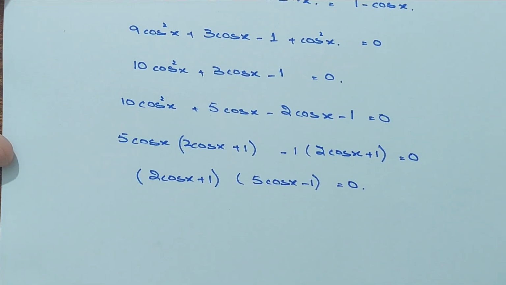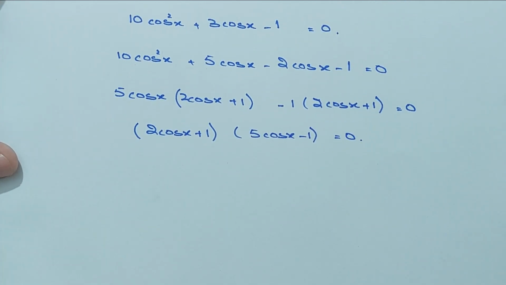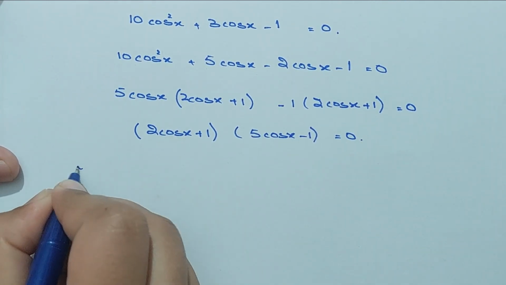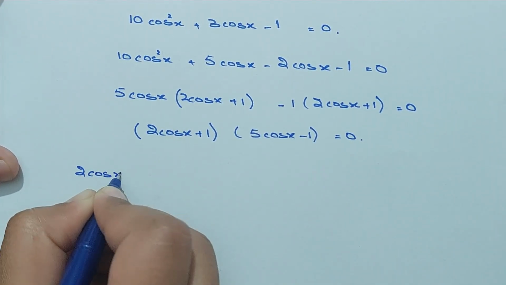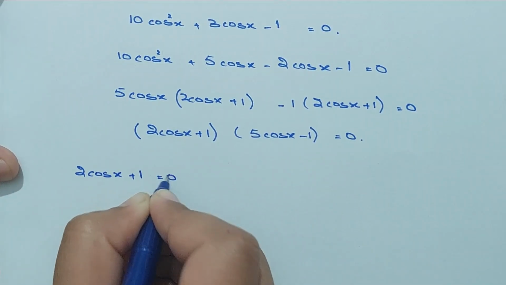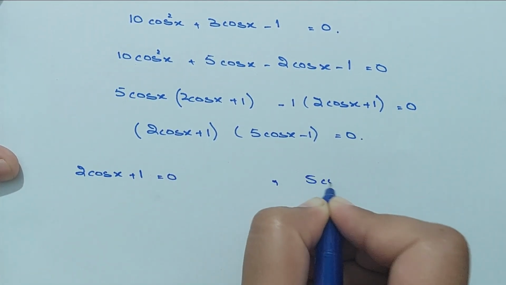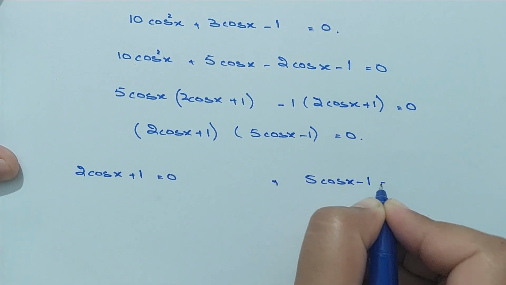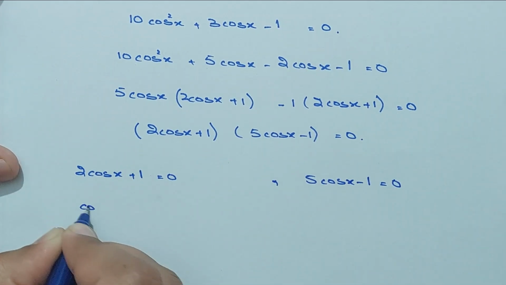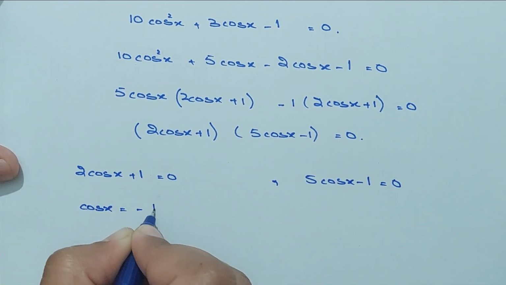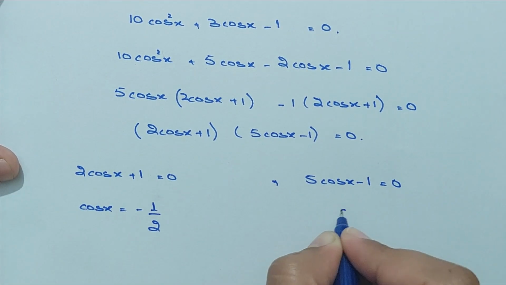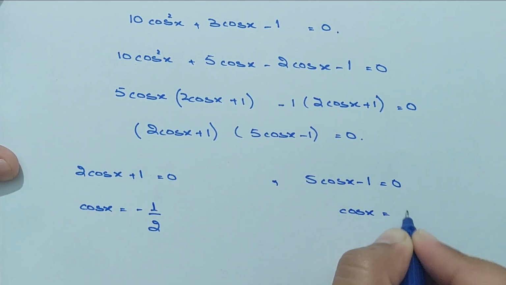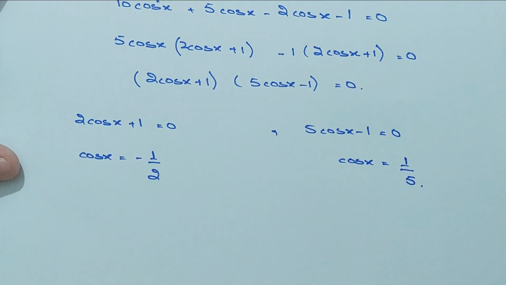Right? Now let me put both factors separately equals to 0. So we can say 2 cos x plus 1 equals to 0, or 5 cos x minus 1 equals to 0. So here cos x is equals to negative 1 by 2, and here cos x is equals to 1 by 5. Right. Now we have to solve for x.